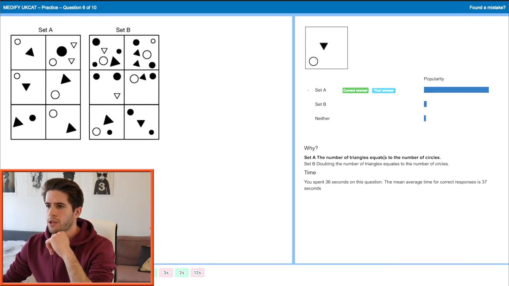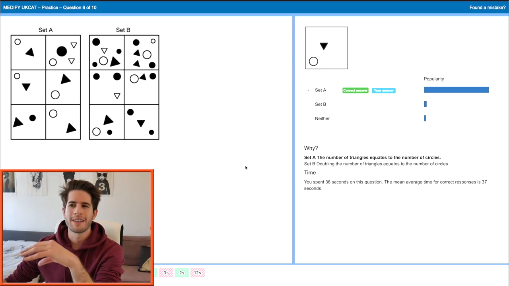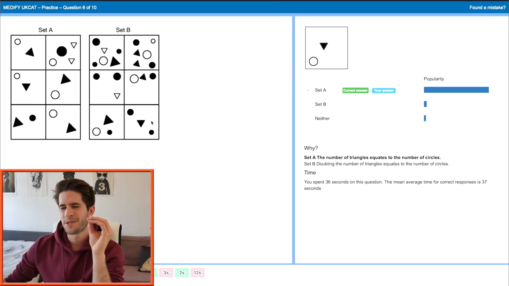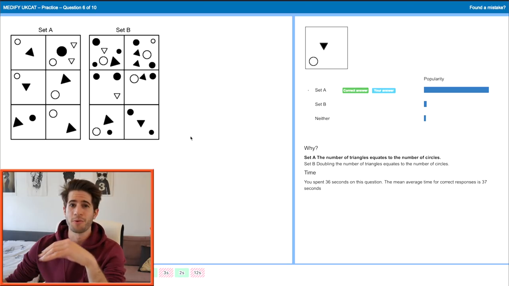The number of triangles equates to the number of circles, and set B is doubling the number of triangles equates to the number of circles. If you find a rule that you think is too simple, kind of like this one, I should have known. If the rule is a bit too simple, then it might be the case that there's another rule going on.